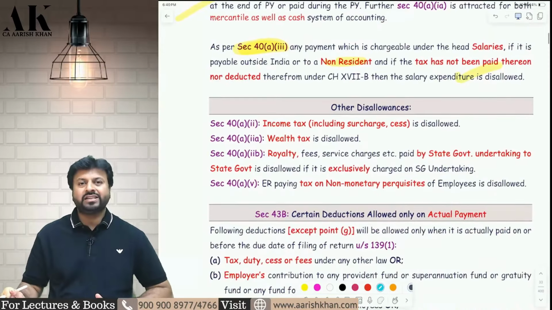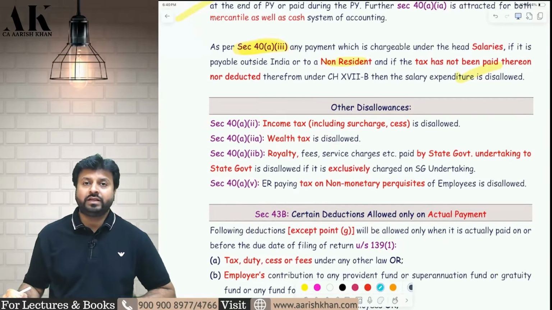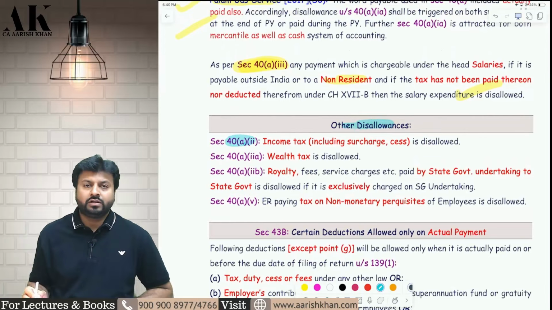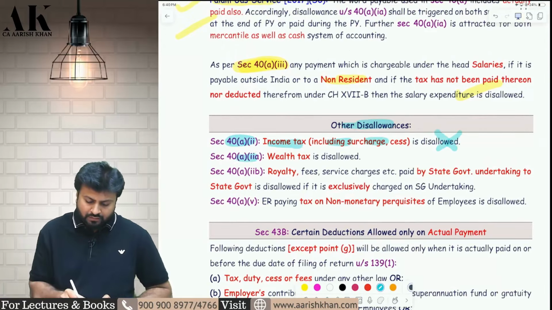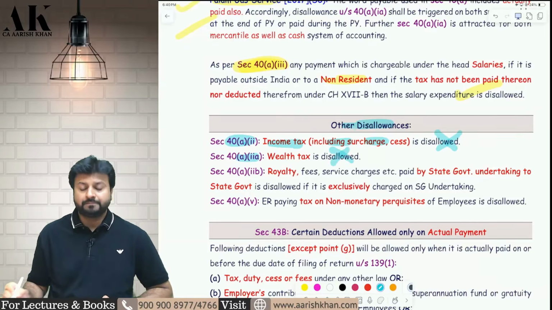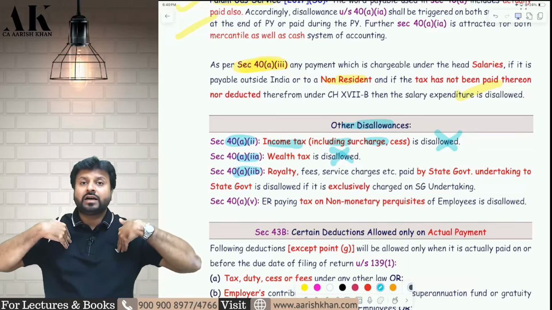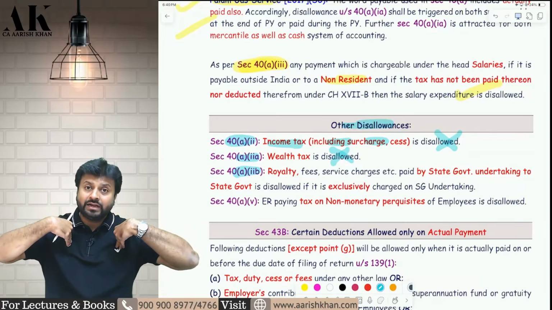Now, some other small disallowances we will see first, and then we will move ahead with the big one, that is 43B, which is very, very important for our exam and also for our practical life. Other disallowances first: 40(a)(ii), income tax including surcharge and cess is disallowed. 40(a)(iia), wealth tax is disallowed.